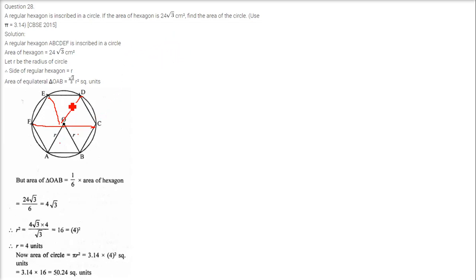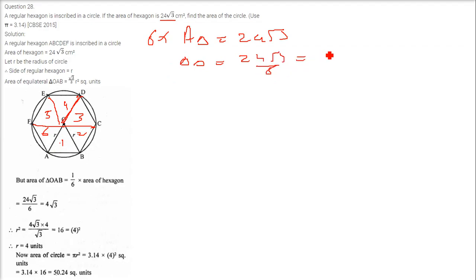So we have to find the area of the circle. For finding the area of the circle, we need the radius. If you take this one triangle, there are 6 triangles, 1 2 3 4 5 6. So 6 into the area of one triangle is equal to the area of the hexagon, which is given as 24√3. So the area of triangle OAB, that is this triangle, is 24√3 by 6. So the area of the triangle is 4√3. This is what we got.